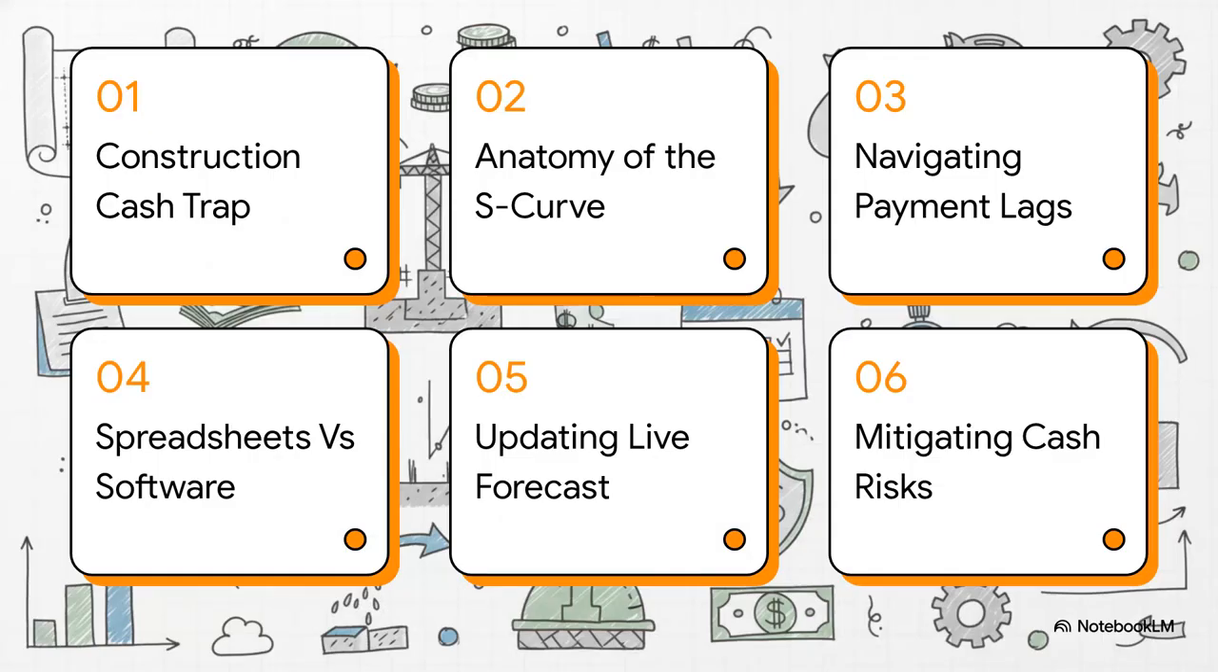So, here's our structured toolkit for today. We're going to cover: 1. The construction cash trap, 2. Anatomy of the S-curve, 3. Navigating payment lags, 4. Spreadsheets versus integrated software, 5. Updating the live forecast, and 6. Mitigating cash flow risks. Let's get right into it.